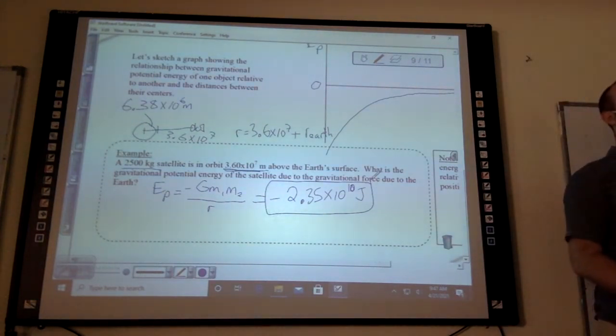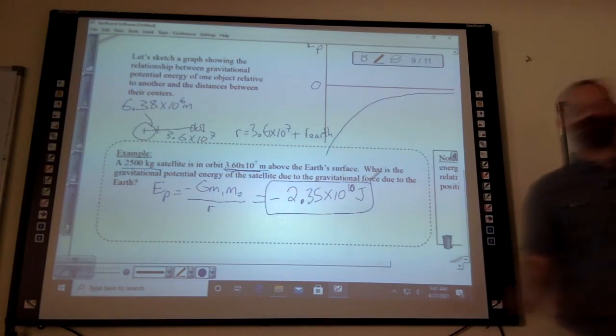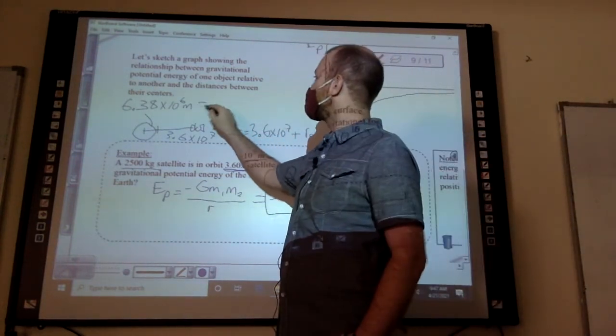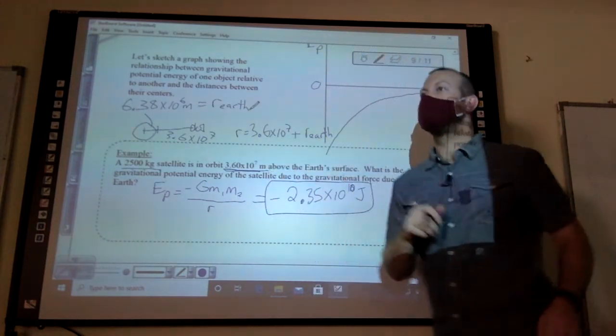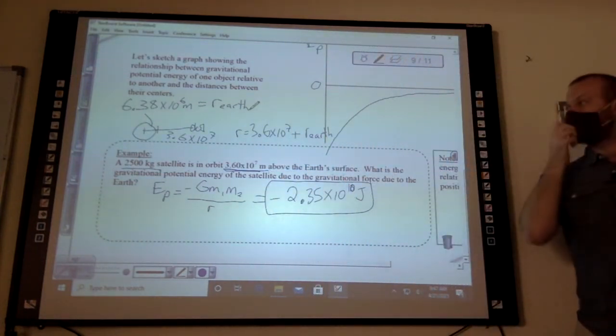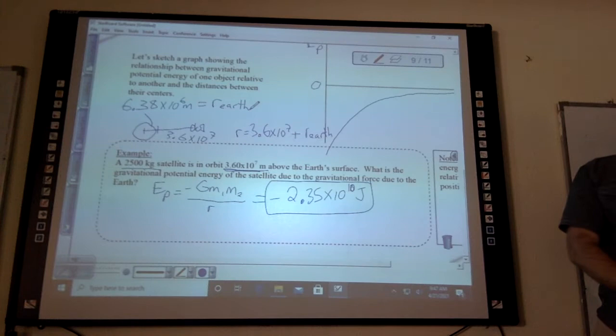The 6.38 is... No, the 6.38 is the radius of the Earth. Yep. We're making the 0 point at an infinite distance.